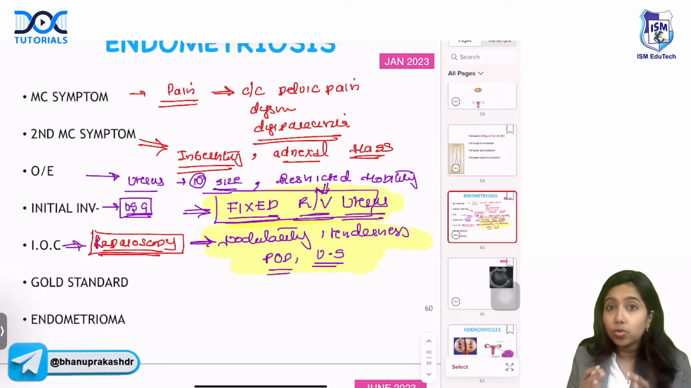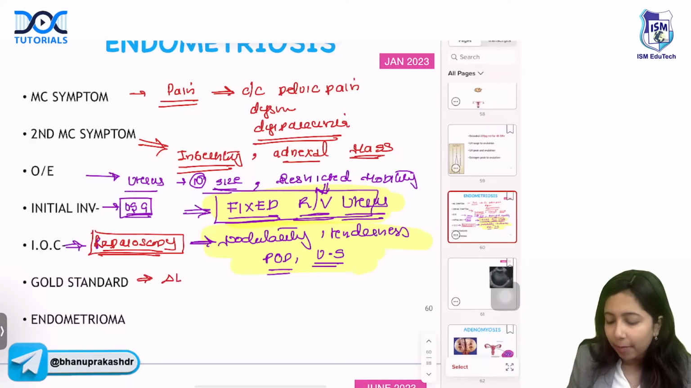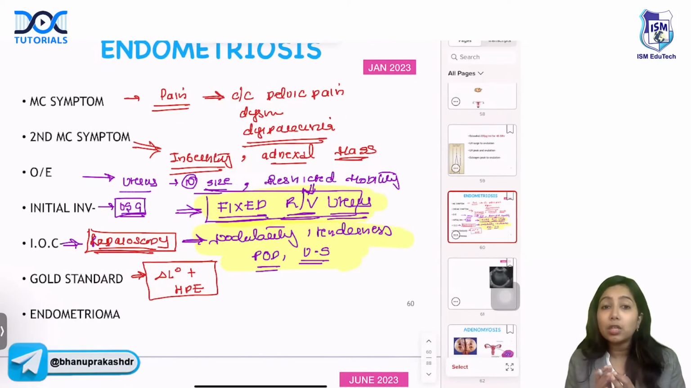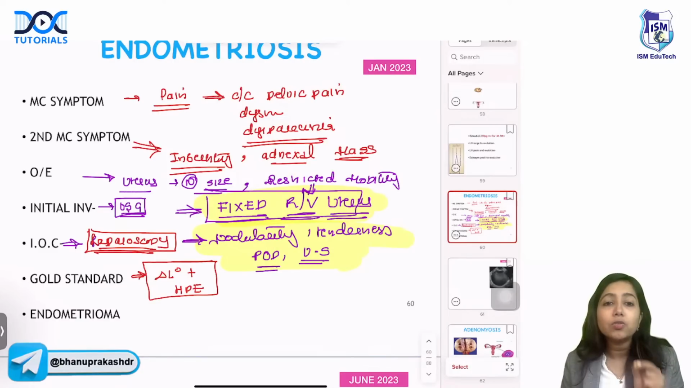Where you look, you see, and you can even go for a histopathology to confirm it is indeed endometriosis. So the gold standard investigation is laparoscopy and histopathology. The investigation of choice is laparoscopy, but the best gold standard is when you do a laparoscopy, take out a small biopsy from there and confirm it. So, laparoscopy and histopathological examination, HPE, diagnostic laparoscopy and histopathological examination is the gold standard in the diagnosis.